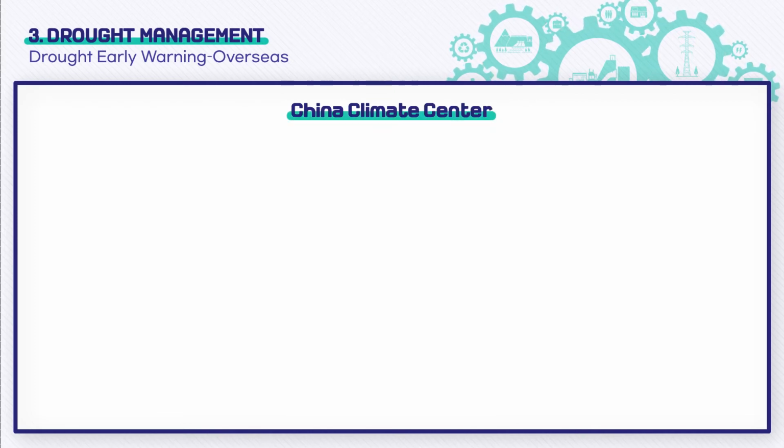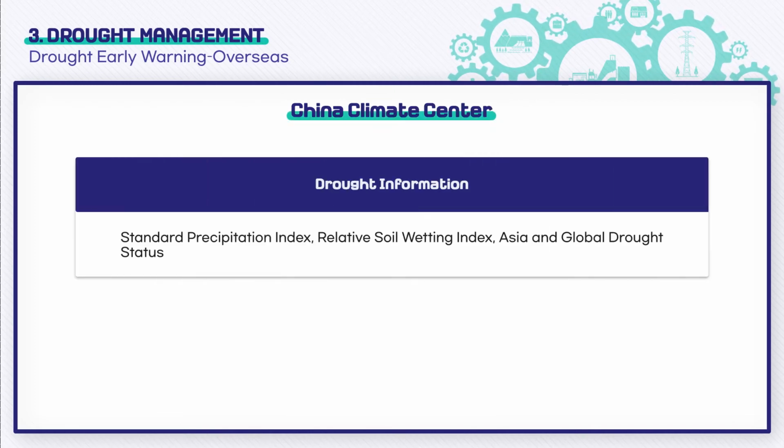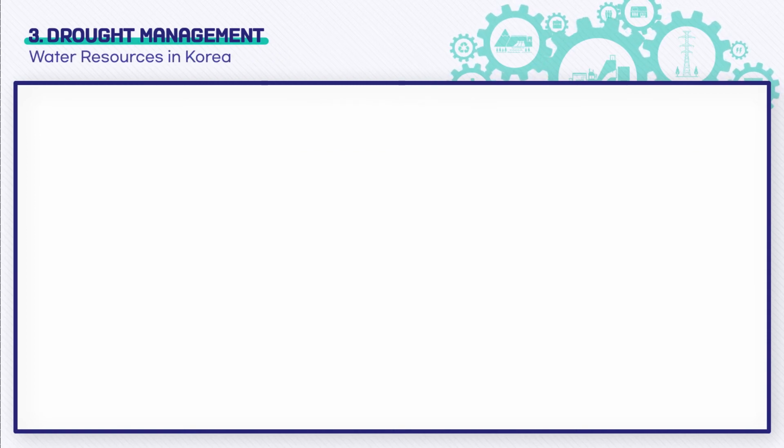China's Climate Center also provides drought information by a Standard Precipitation Index regarding the Asian and global status of droughts, and also analyzes and provides the Relative Soil Wetting Index, which is one type of soil wetness index. Now we will take a look at the drought early warning system in Korea. Before that, we will take a look at the key information of Korea water resource management.